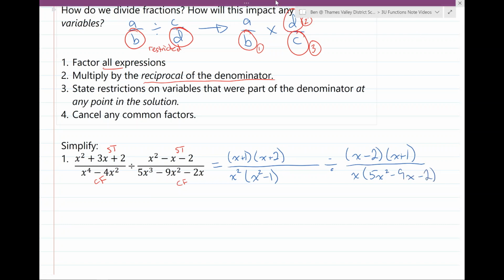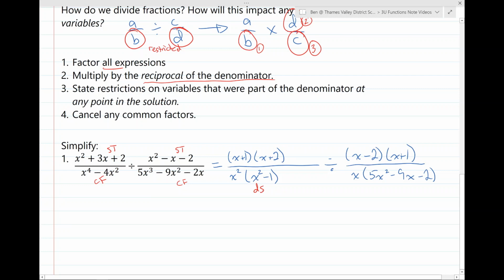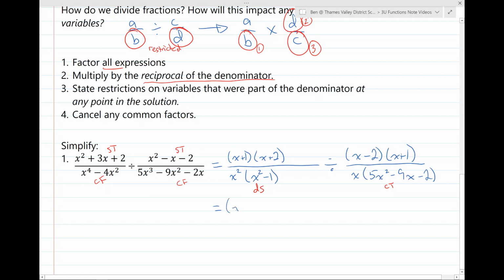Perfect. Now, is this fully factored? No, because I see some of my factoring patterns still involved here. So this is a difference of squares in the bottom of my first fraction, and I have a complex trinomial in the bottom of my second fraction. I'll leave the numerators the same. So that's x plus 1, x plus 2, all divided by x squared, x plus 1, x minus 1. Again, I leave the numerator the same because it's fully factored: x minus 2, x plus 1, divided by x times x minus 2, 5x plus 1.